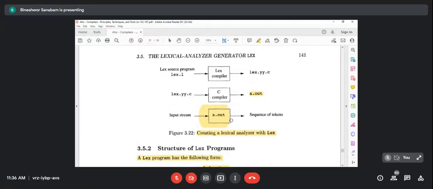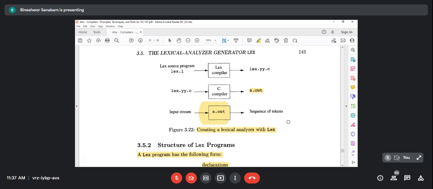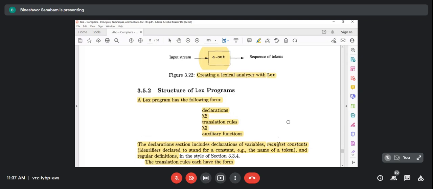So our aim is to include all the patterns, or whatever tokens we want to generate, in this a.out file. It will check the input stream line to see which pattern it corresponds to, and it will return the token as the output.